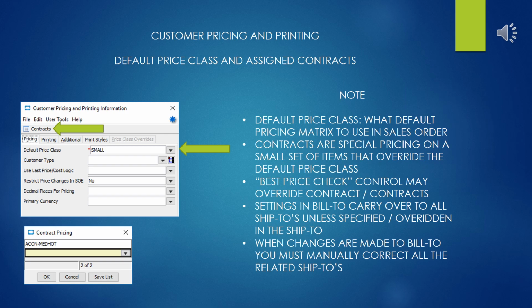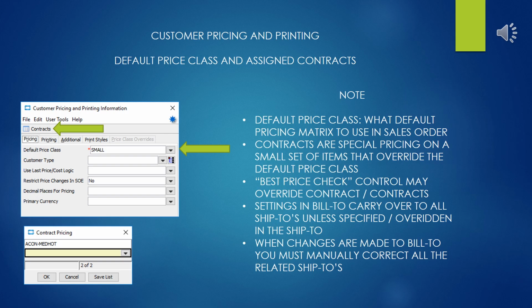And when these settings are set, whatever's set in the bill to by default will carry down to the ship tos, the jobs as they're created, unless you specifically go into a job and you assign a different matrix and/or different contracts, which is not uncommon.